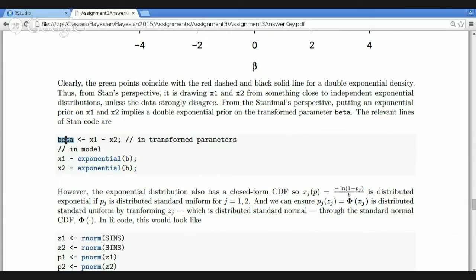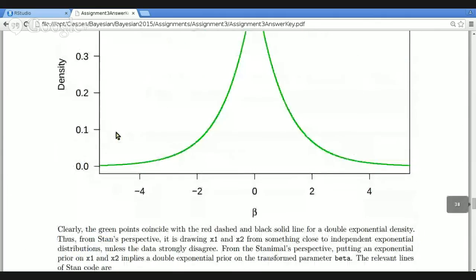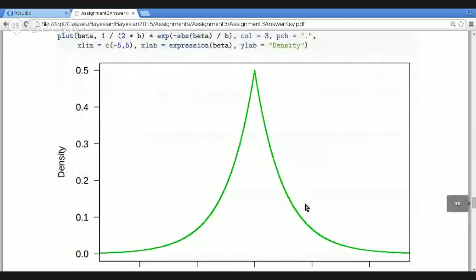This form actually does not do well in Stan because x1 and x2 are not individually identified, in the sense that the distribution of x1 minus x2 is the same as the distribution of x2 minus x1. And so you get a multimodal posterior that is even more difficult for Stan to deal with than this distribution would be.